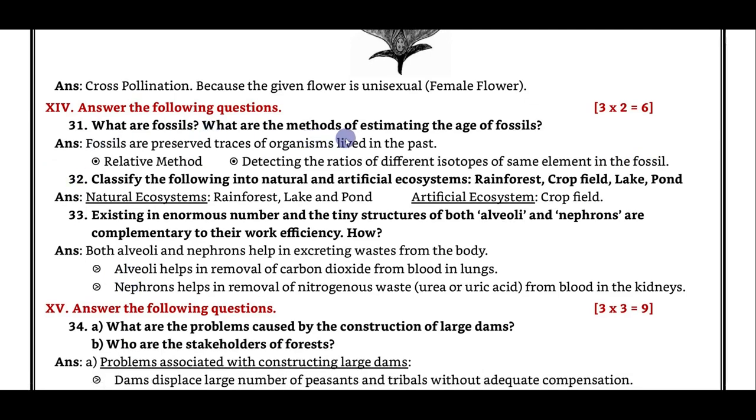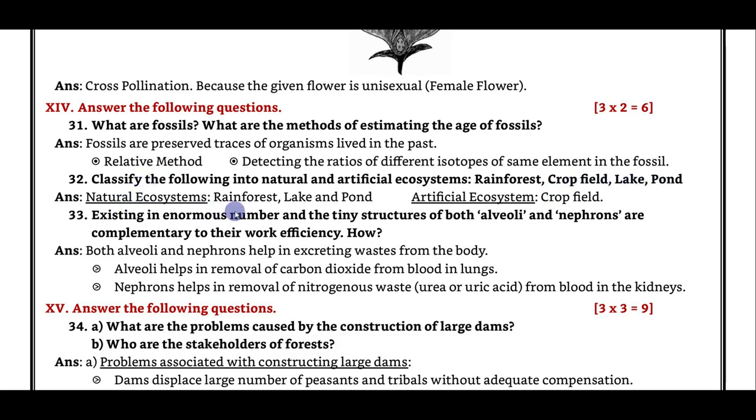What are fossils? What are the methods of estimating the age of fossils? Fossils are preserved traces of organisms that lived in the past. Methods of tracing the age of fossils are the relative method and detecting the ratio of different isotopes of the same element in the fossil.